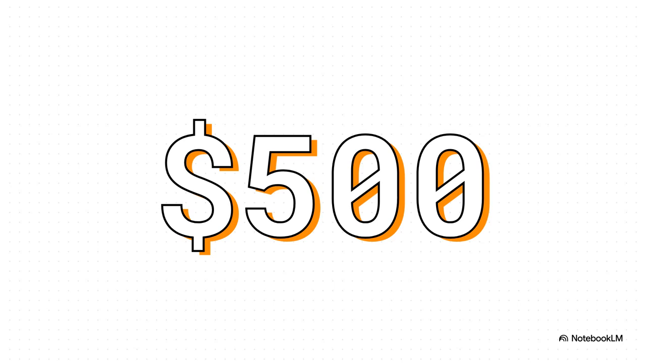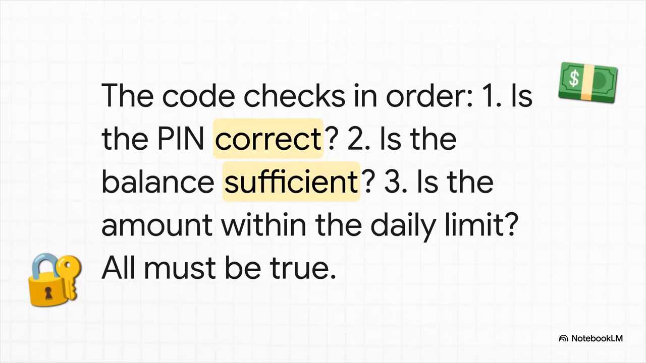Let's build the code. So check this out. It's all about the order of operations. The code doesn't just check everything at once. It asks, is the PIN valid? Only if the answer is yes does it move on to ask, is there enough money in the account? And only if that's a yes does it finally check, is this withdrawal under the daily limit? You have to pass all 3 checks in order to get your money.